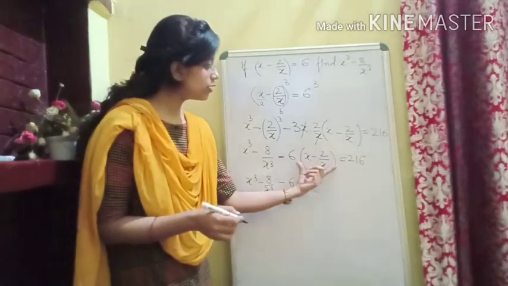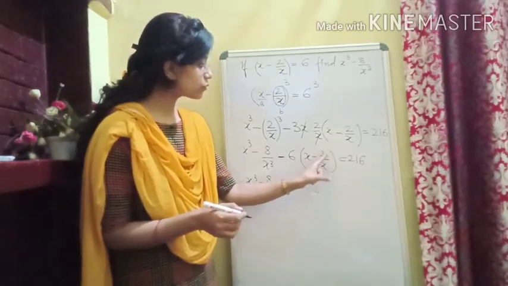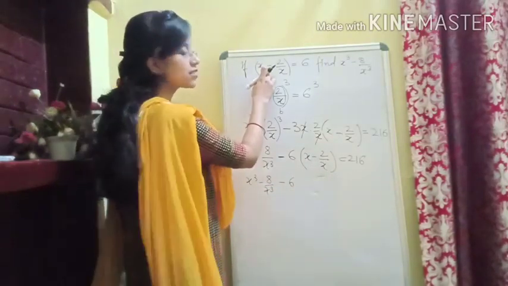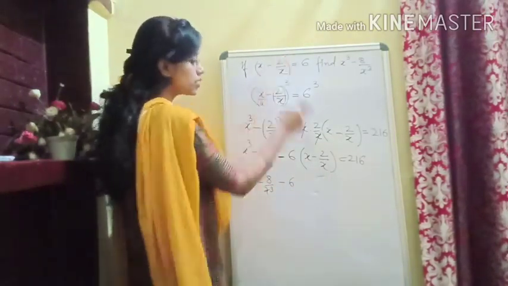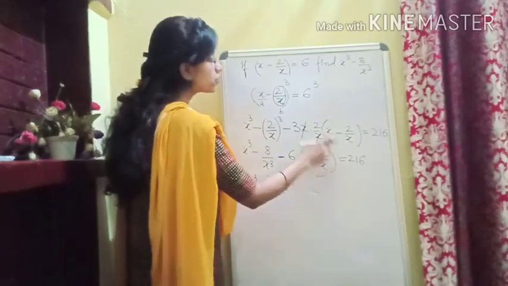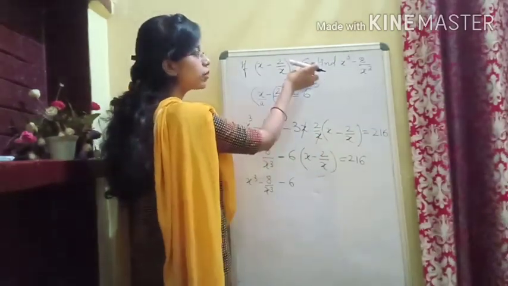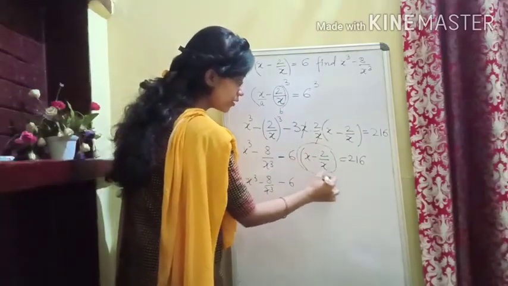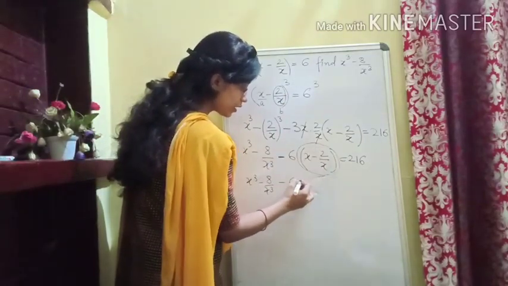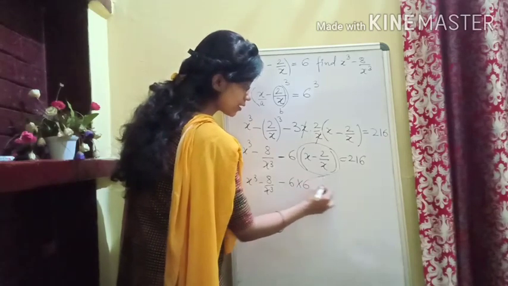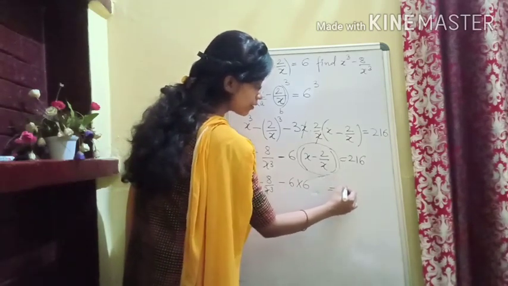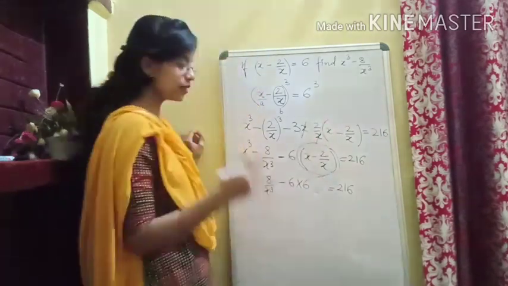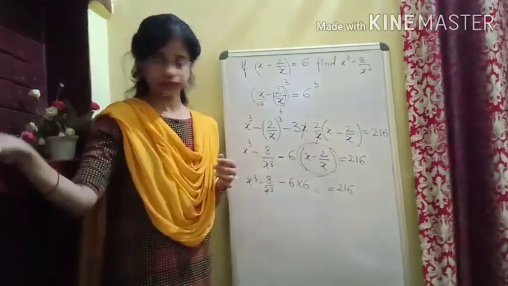Now if you see this x minus 2 upon x, this is the exact thing which is given already. That means the value of this bracket, we know. What is the value of this bracket? It is 6. So this bracket we can put the value as 6 equals 216. Is it clear?